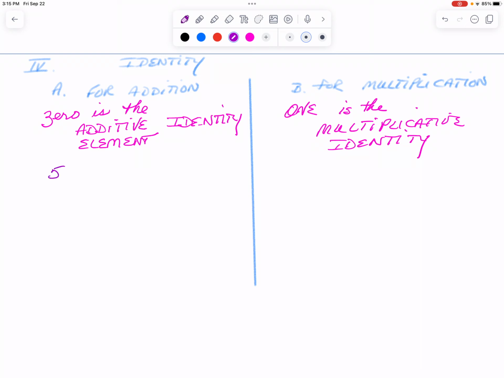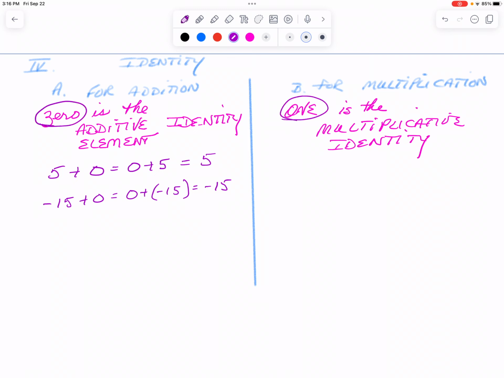So if you have 5 added to 0, it's the same thing as 0 added to 5, and that is 5. So if you're adding 0 to something, you get identically what you started with. -15 added to 0 is the same as 0 added to -15, which is -15. So 0 added to anything, that's an identity element, and you get the same thing, the other number that you started with. So the identity for multiplication is the number 1.